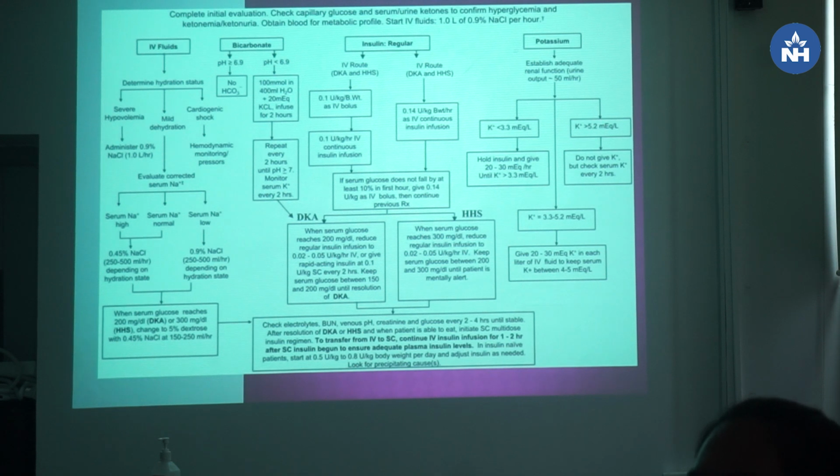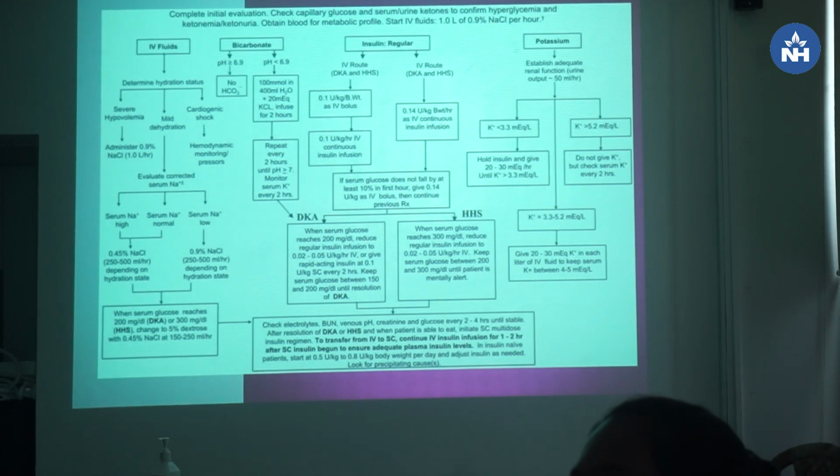So should I proceed? So this is the entire management in the form of a chart. The same things I have said before. So I'll move forward.